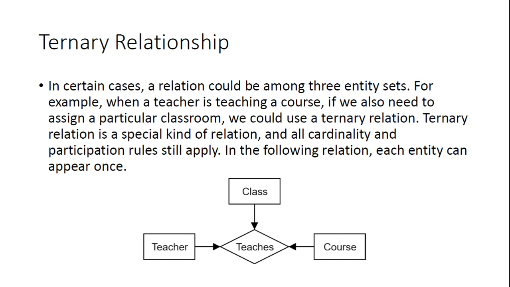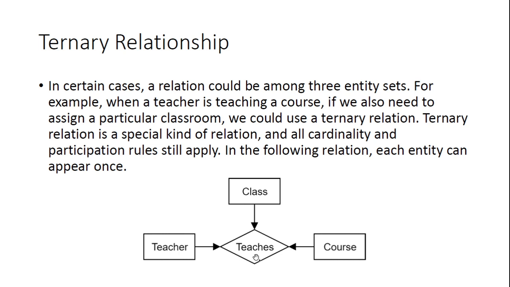Most of the time we see it in the three case. That's why it has this special name called ternary relationship. But actually there is not a limit on the entity sets that we can connect to the same relationship. For example, let's say when a teacher is teaching a course, we also need to assign a classroom for that teacher. So we have the class entities. For the teaching activity, we would like to assign the classes.